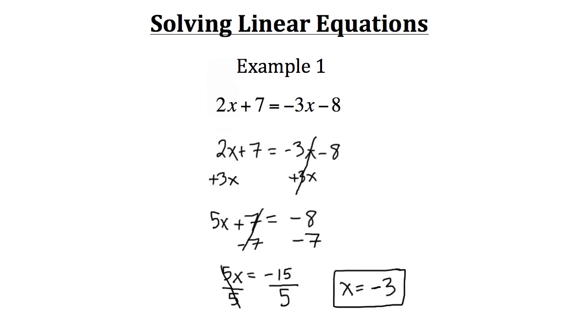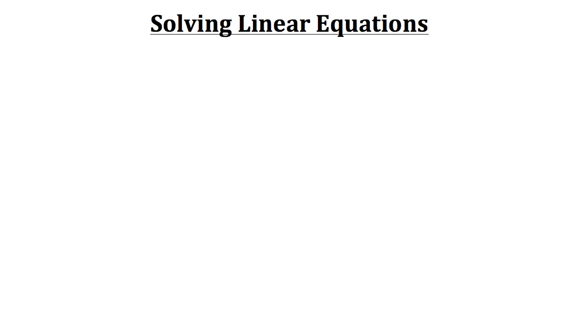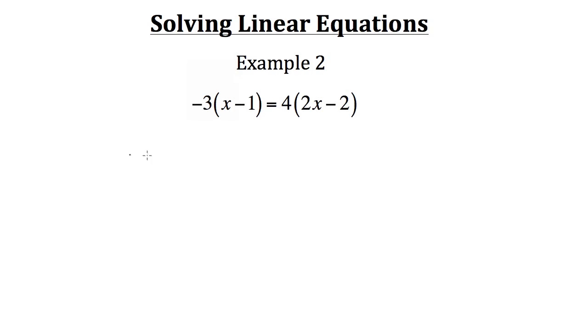Now let's try another example that's somewhat similar. Here we have another equation with a variable on both sides, but before we're able to isolate the variable on either side, we need to simplify both sides. The first thing we could do is, if you notice, we have a constant number being multiplied to a quantity in parentheses. Same thing here on the other side. So to simplify, we could use the distributive property.